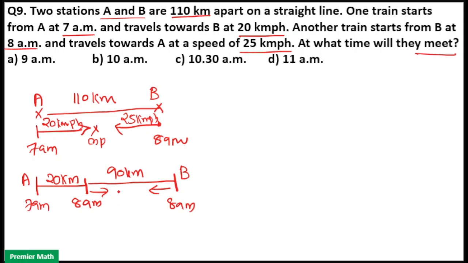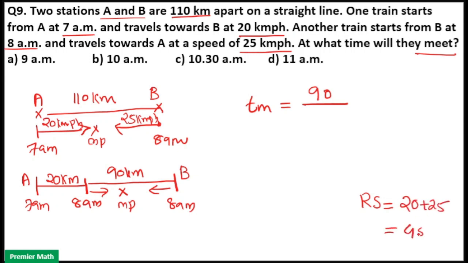So we will find out the time to meet from this time, 8 am. So the meeting point is somewhere between these. Here, time to meet is equal to the distance between these two trains at 8 am, which is 90 km, divided by the speed of these two trains. Speed is equal to relative speed. Both are traveling in opposite directions, so the speed will be 20 plus 25, that is 45 km per hour.